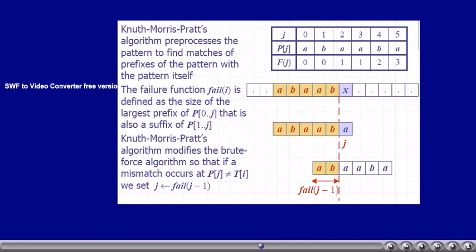After this fail function is calculated, this algorithm modifies the brute force method so that if a mismatch occurs at a location, that is P of j not equal to T of i, we set the j value as fail of j minus 1. This is the concept used.